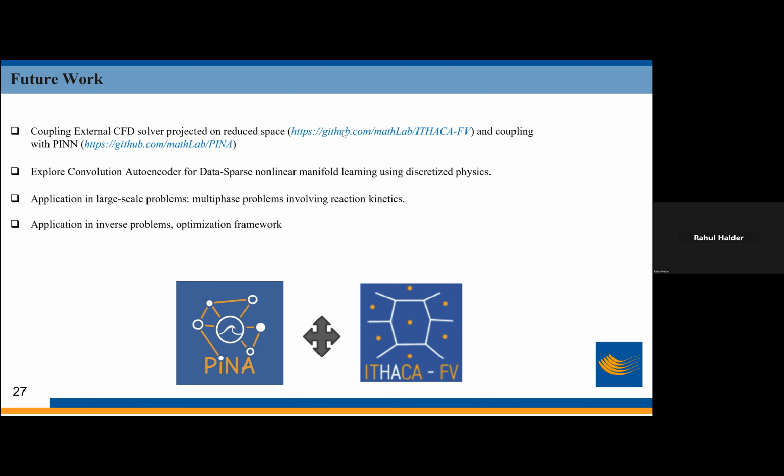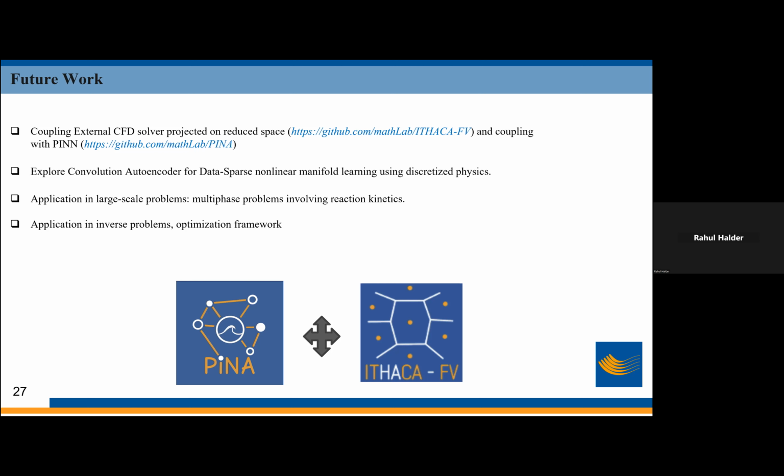So Gabriele is now working on using some convolutional autoencoder based manifold projections, where even without data or using a very small amount of data, we can project onto a reduced space so that the full potential of the PINN can be realized, both in the projection based as well as in the feature learning space.